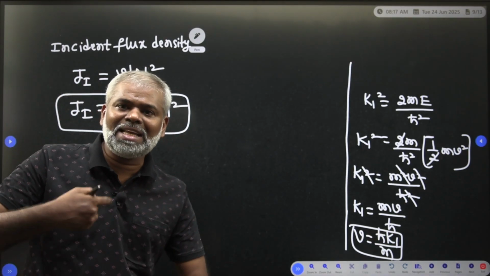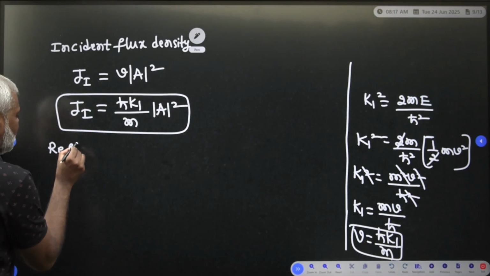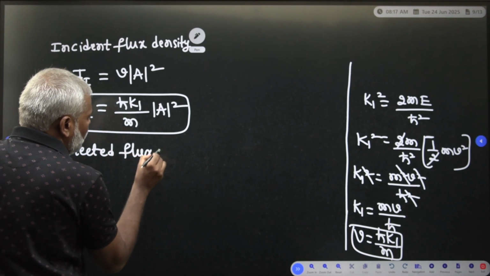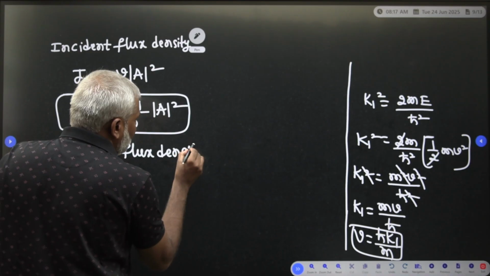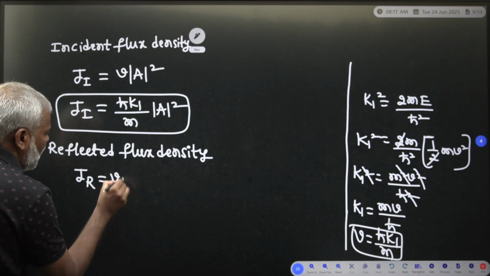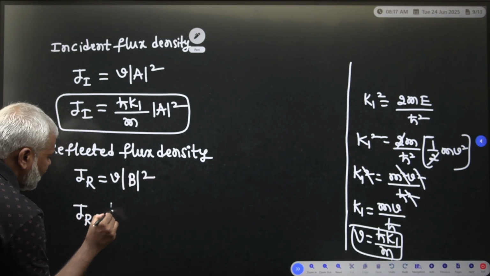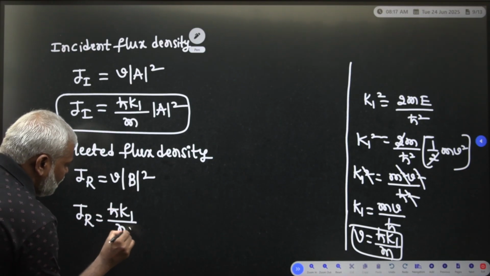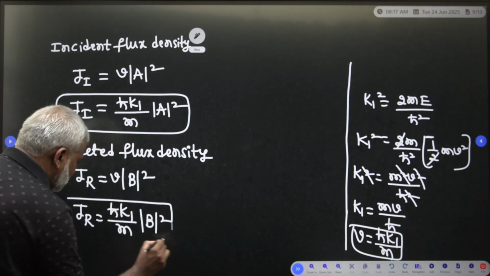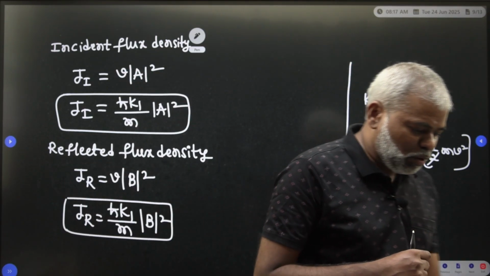Similarly, you are able to get the reflected flux density. The reflected flux density Jr is equal to velocity into modulus of B square. So similarly it is h cut K1 divided by m into modulus of B square. This is the reflected flux, with the velocity of the reflected wave.